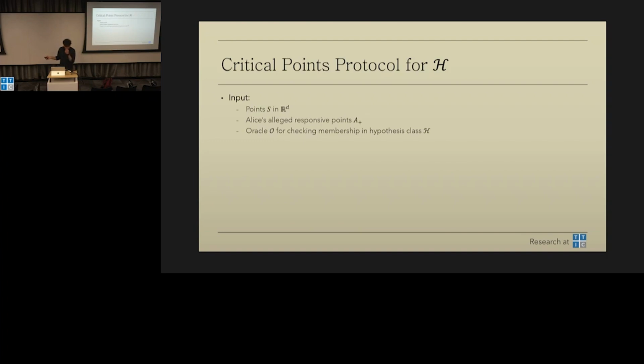So what are the inputs again for the critical points protocol? The inputs are just points in R^D. There is a subset of points A plus which are claimed as responsive by Alice, and we also have an oracle O which checks membership in the hypothesis class H. And what will be our output? Our output will be some subset of the negative points which we'll call critical. So what do we do here? We start with all the negative points as candidates, so they can all plausibly participate in the set of critical points.